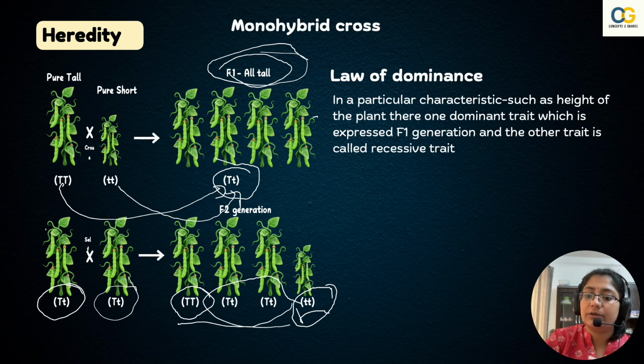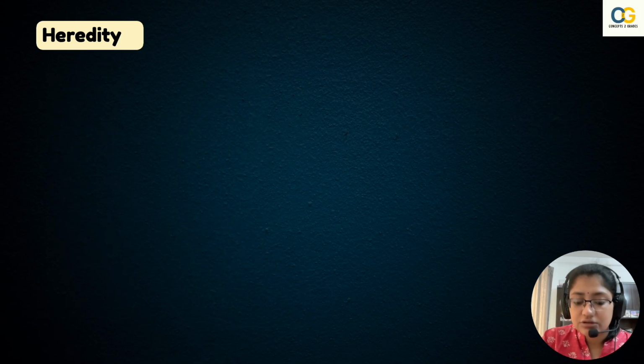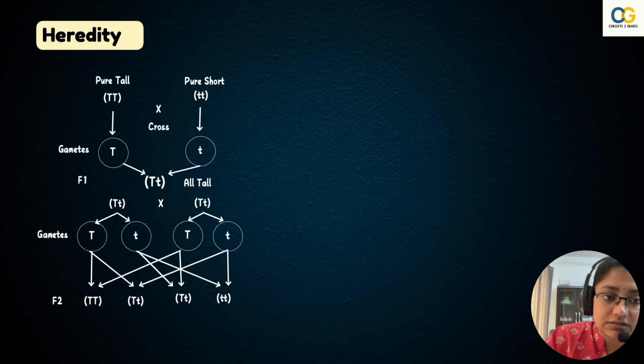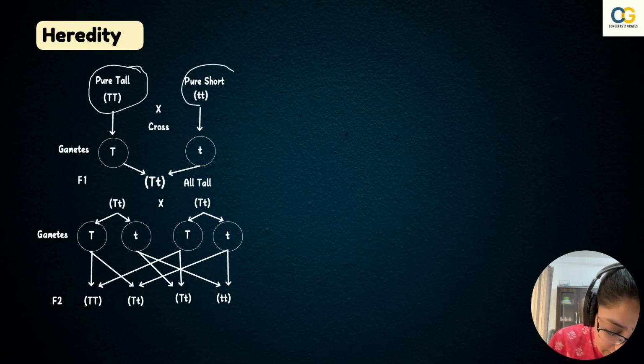Similarly, tall is dominant over the short. That is your law of dominance. In a characteristic, there is one trait which is expressed in the F1 generation, which is the dominant trait, and the other one is recessive. So let us see genetically what happens. So first, he took a pure tall plant. So genetically, it is this.